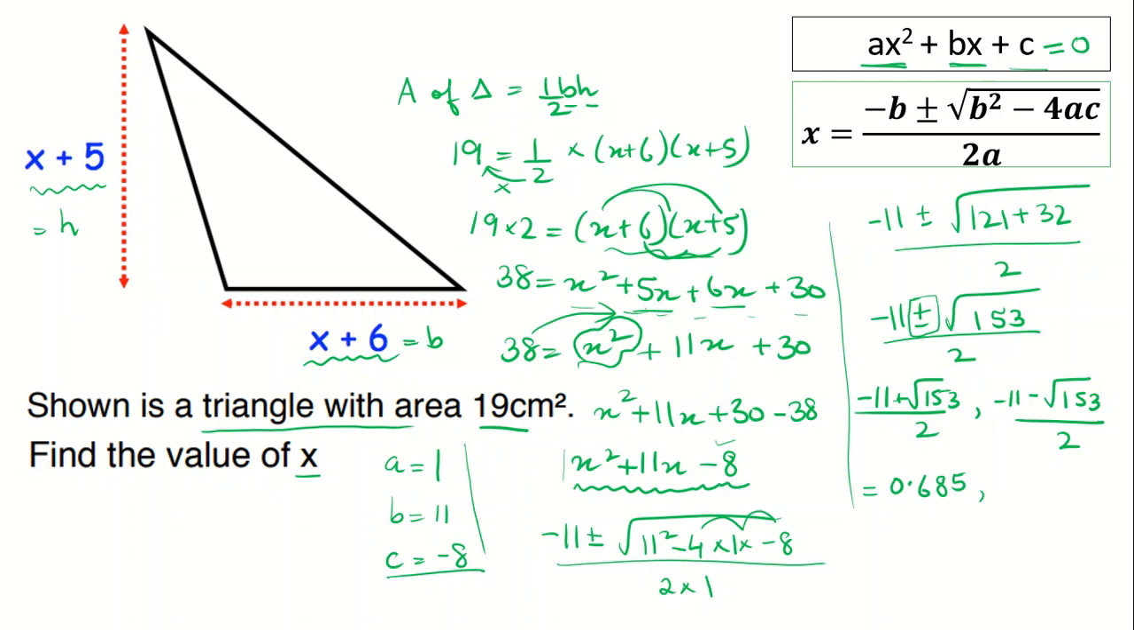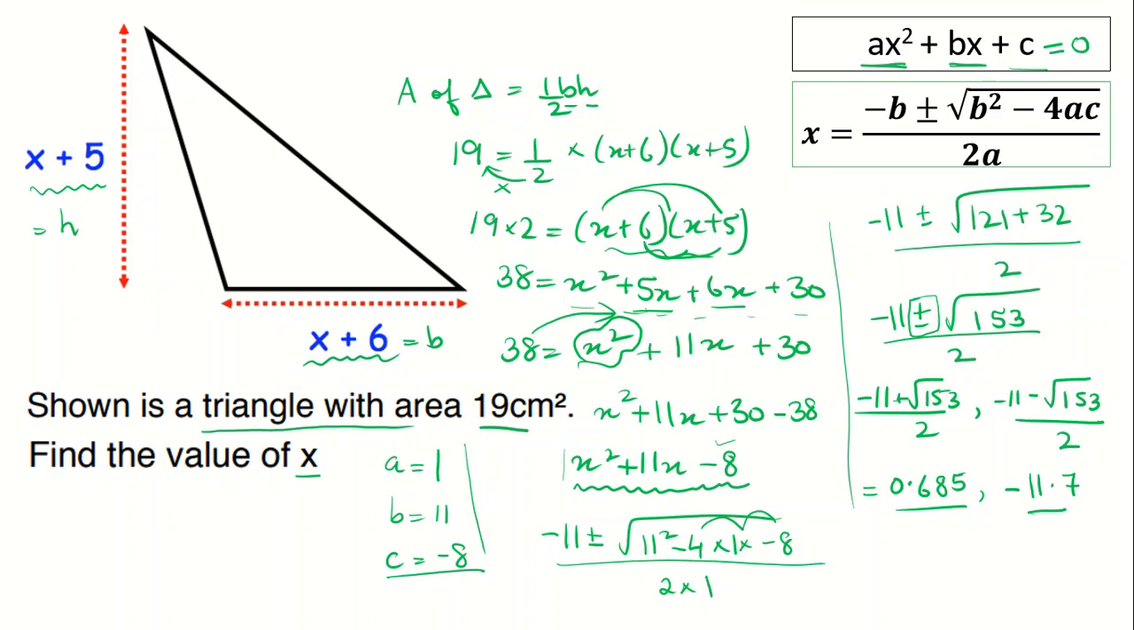And for the other answer, you have to repeat the same thing with your negative sign. So once you do that, you're going to get something like negative 11.6846 and so on. Again, you keep it to three significant figures. So I'm going to have negative 11.684. I can just round it off to negative 11.7. So these are my two answers.